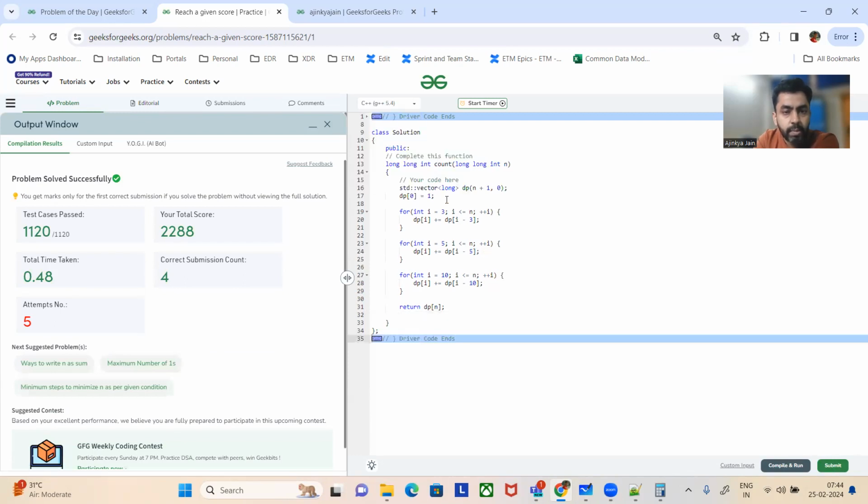Let's go and check the C++ code. It's almost the same. For the dp array we have taken a vector. dp of 0 is 1. And similarly, whatever we have done, it's the same operation. Okay. I hope you've got the solution.